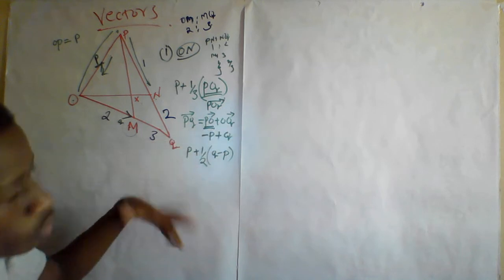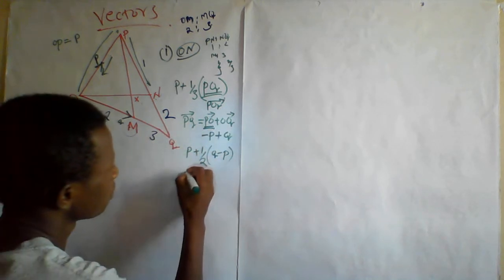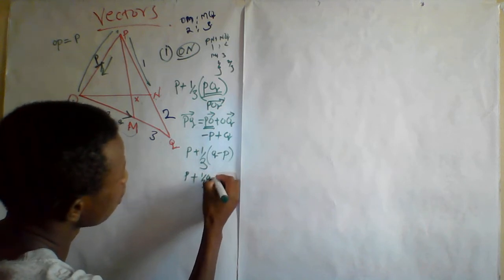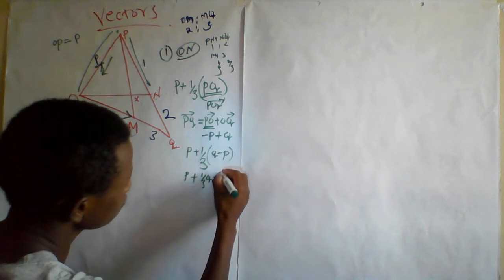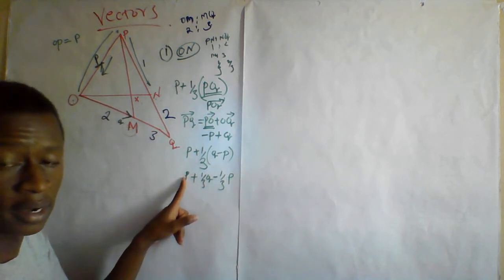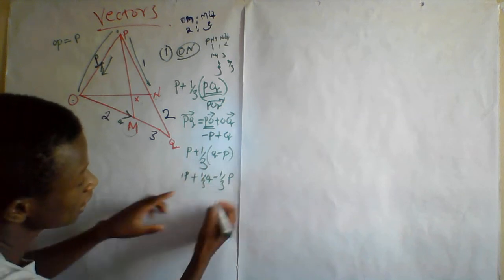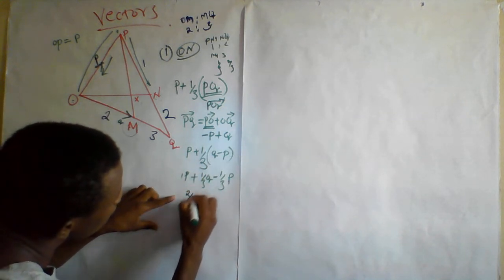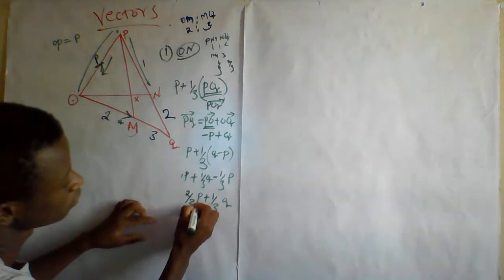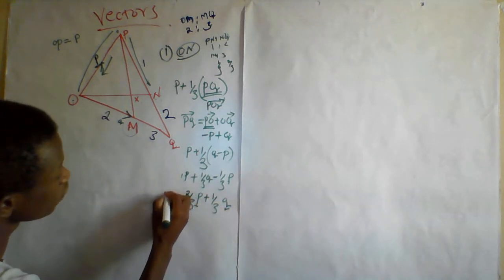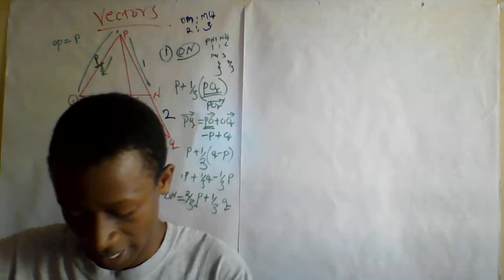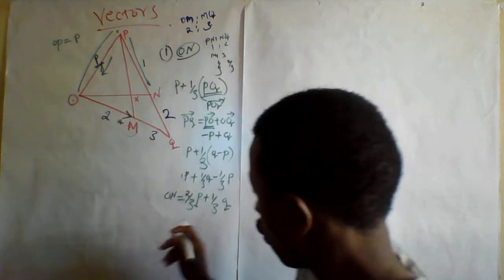You can interchange them or work them out directly, no problem. So it becomes P plus a third Q minus a third P. This is like having one P minus a third P, which becomes 2 over 3 P plus a third Q. And that's how you get to ON.